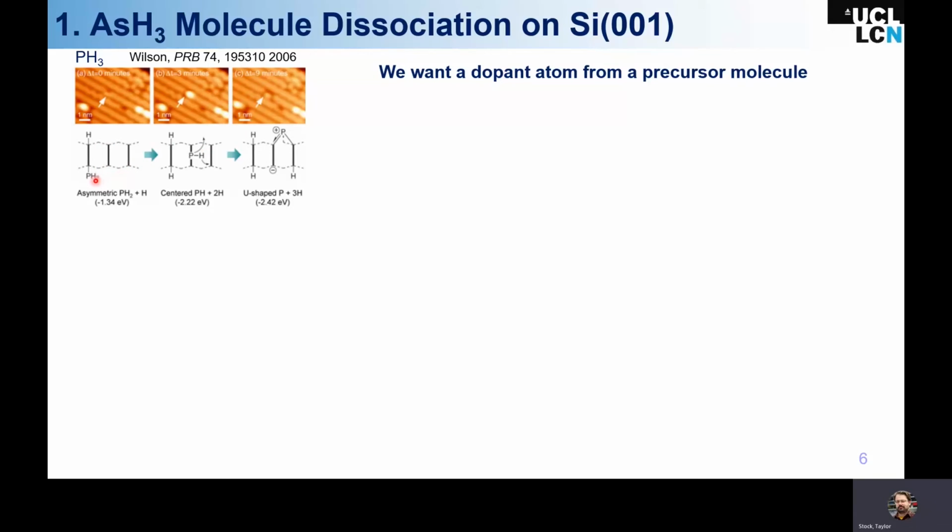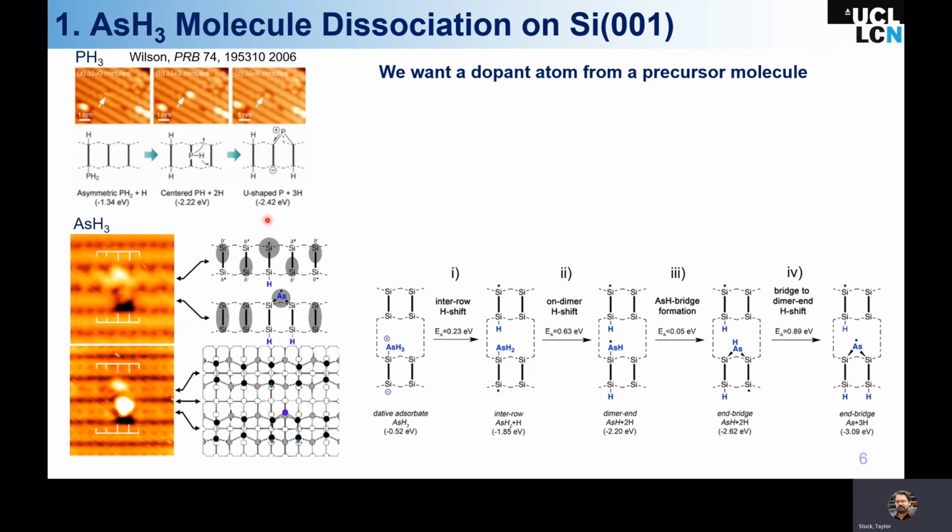And essentially, it lands at one silicon dimer site and then shuttles down the dimer row, successively dropping off one hydrogen after another until it occupies 3 silicon dimers or 6 silicon sites. And this is the preferred and stable configuration at room temperature. In the case of arsine, it's a different story.